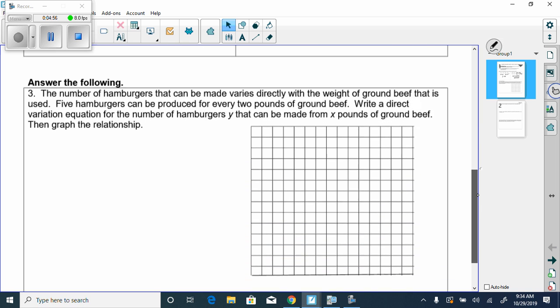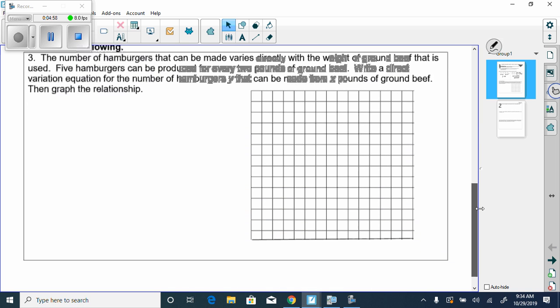Okay. Number 3 says the number of hamburgers that can be made varies directly with the weight of ground beef that is used. 5 hamburgers can be produced for every 2 pounds of ground beef. Write a direct variation equation for the number of hamburgers y that can be made from x pounds of ground beef. Then graph the relationship.